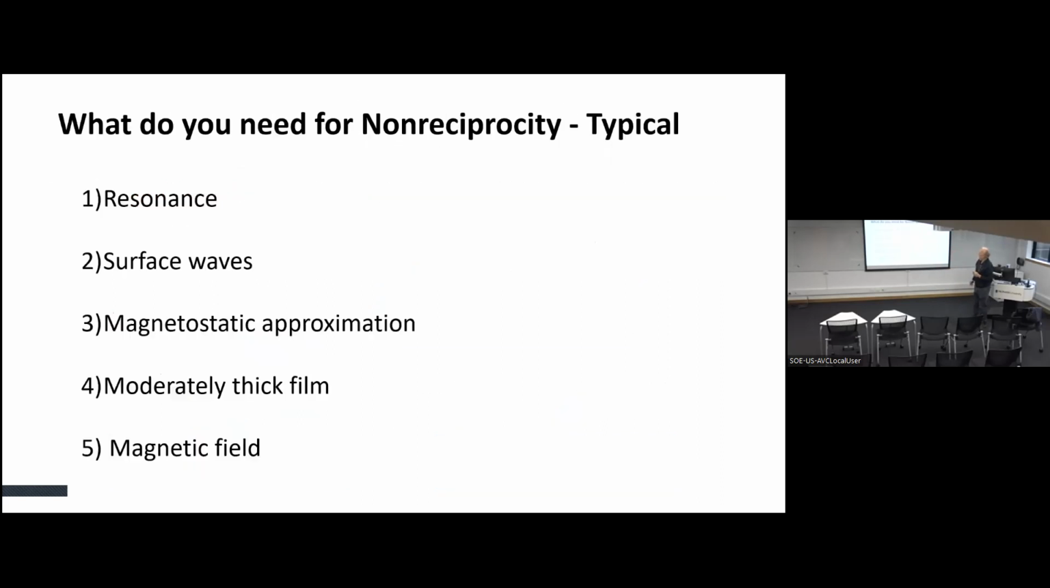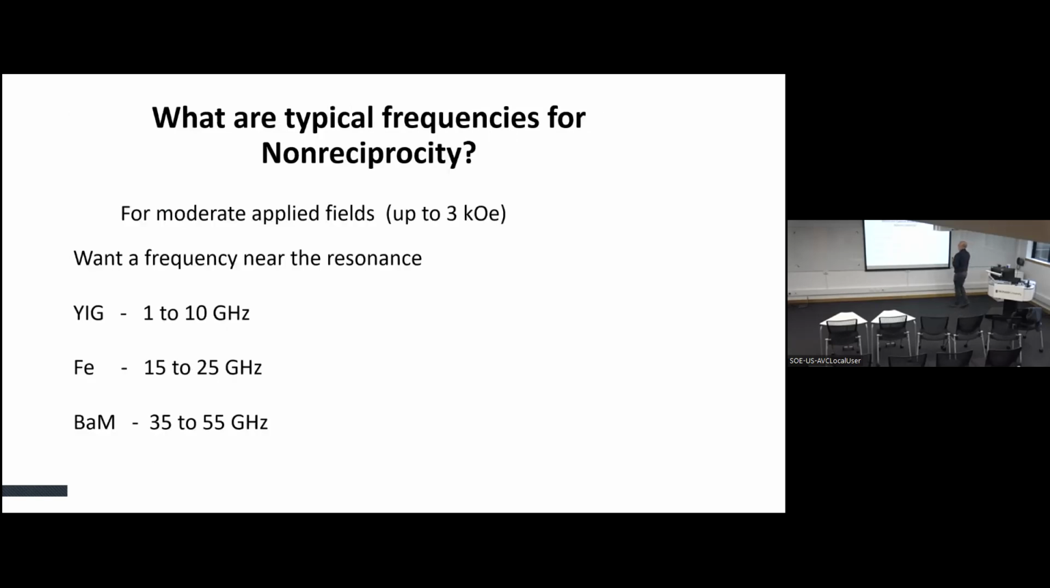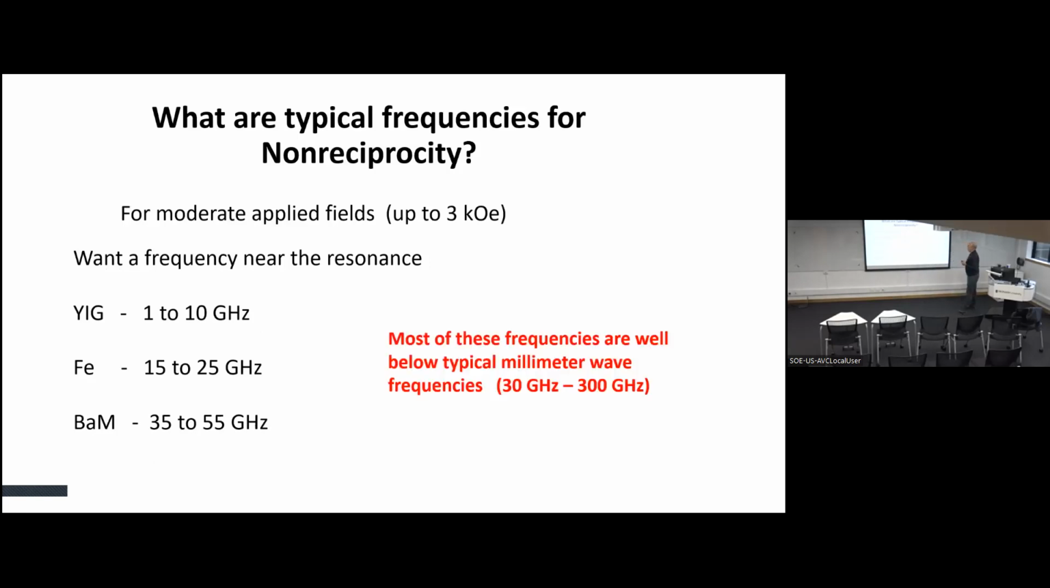What do we need typically? We needed all sorts of things. We typically wanted a resonance. We wanted surface waves. We were using the magnetostatic approximation, a moderately thin, thick film, and a magnetic field. What I'm going to say now is what I hinted at earlier: we don't really need that resonance. We don't need to be down in the 20 gigahertz range. We don't need the magnetic resonance, because that will let us move away from this 10 to 25 to 35, 55 gigahertz range and move up to 300 gigahertz. So we really want to be up higher.